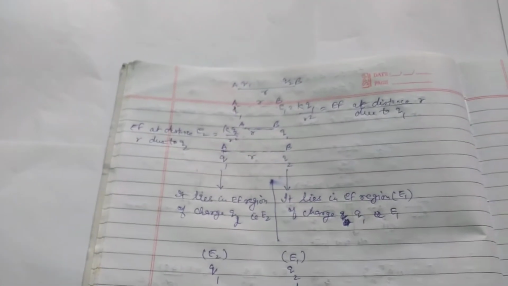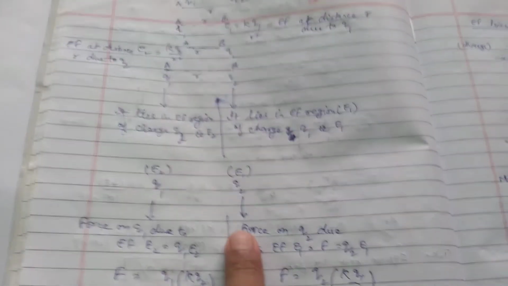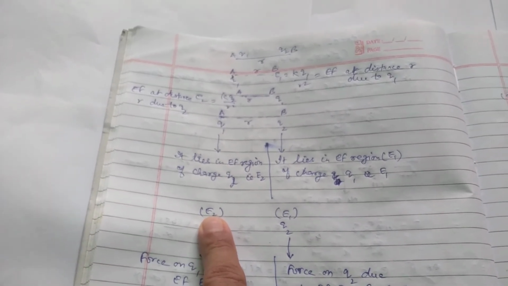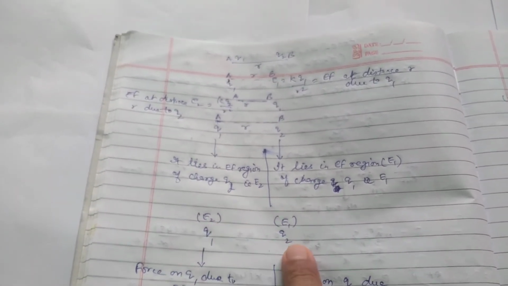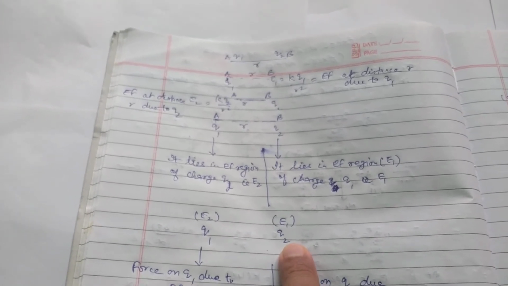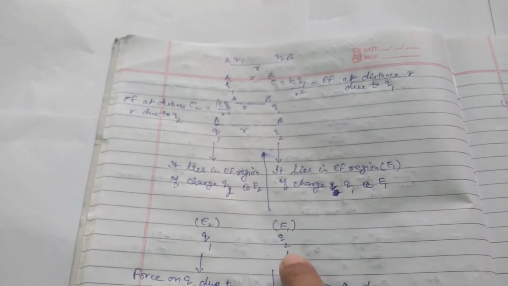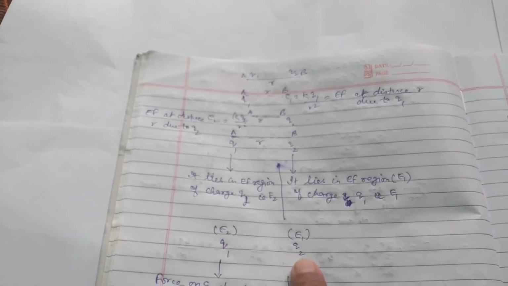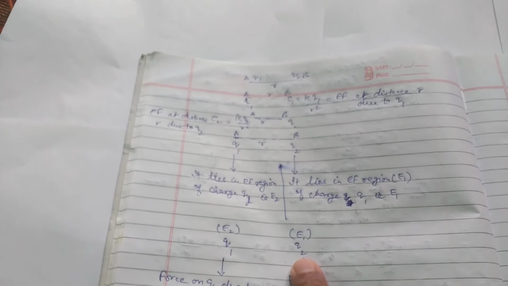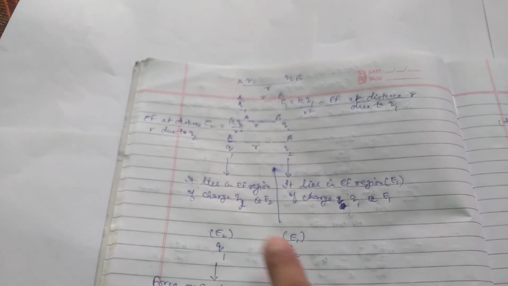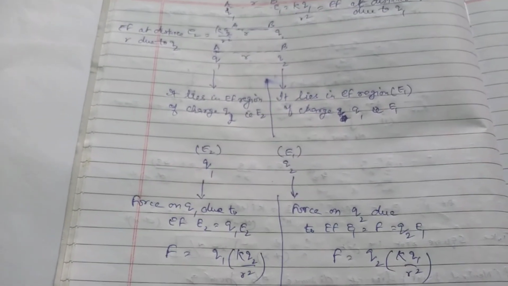So it means that this charge q1 is in the region of electric field E2 and this charge q2 is in the region of electric field E1. So what does it mean? It means that they are exerting force on each other because they are lying in the electric field region of each other. So how can you think of force?